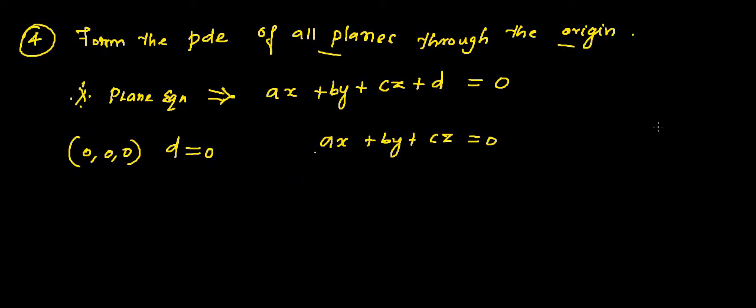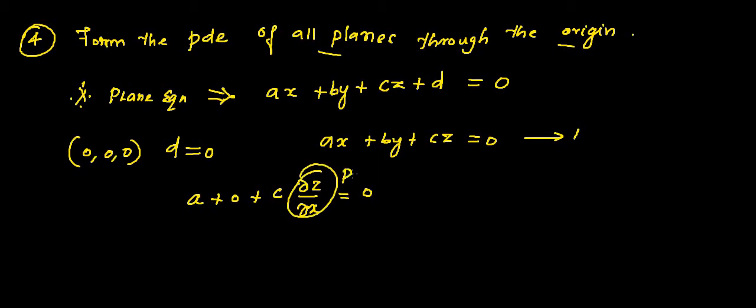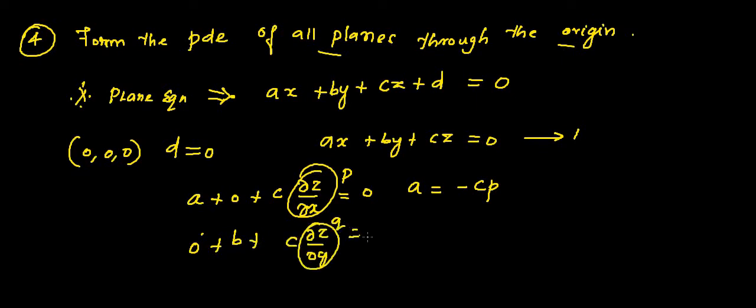So differentiating this particular equation with respect to x and y, a, the other term becomes 0, c into ∂z/∂x equals 0. So this is nothing but p. So this equation can be written as a = -cp. Similarly, when we differentiate with respect to y, we get 0 + b + c into ∂z/∂y, so ∂z/∂y is nothing but q, which equals 0. So b can be written as b = -cq.